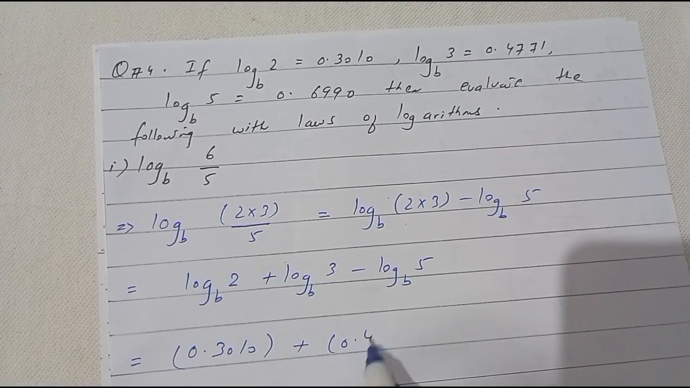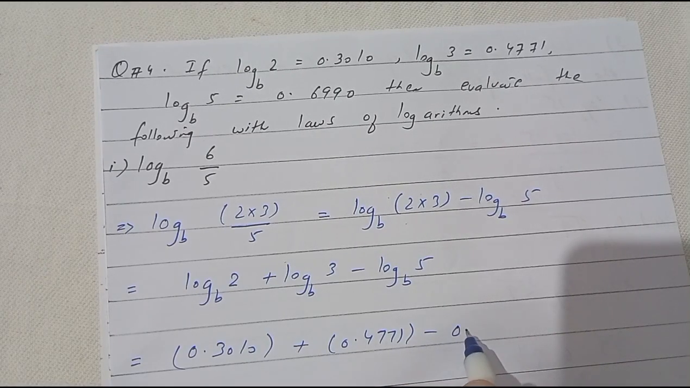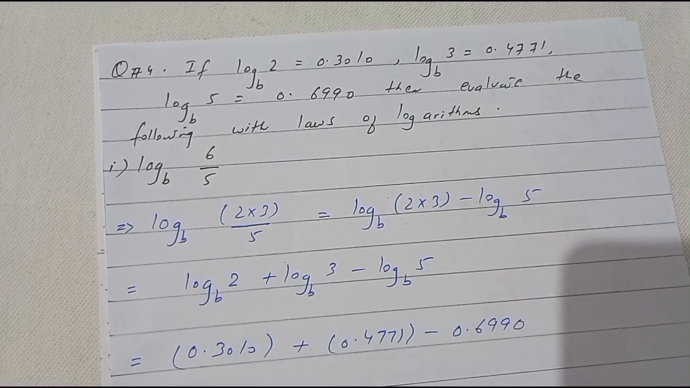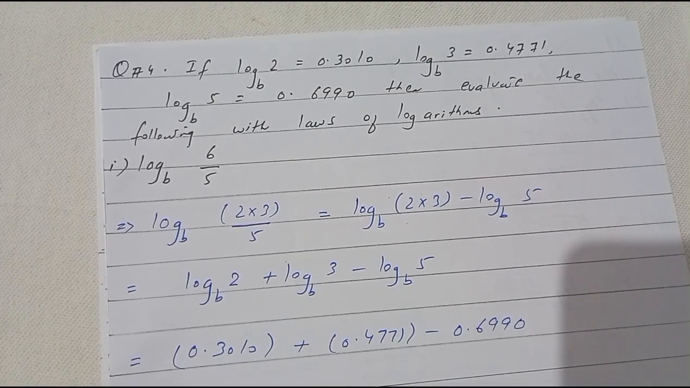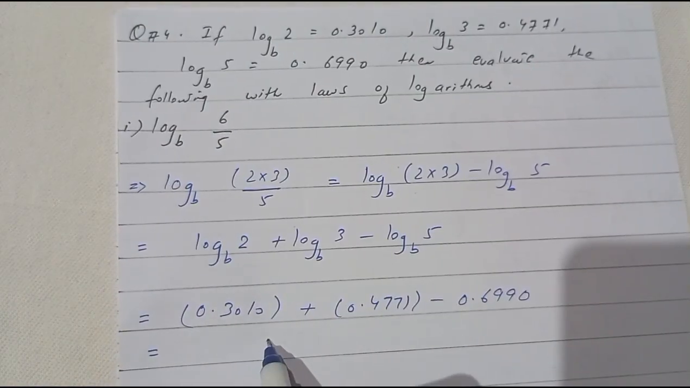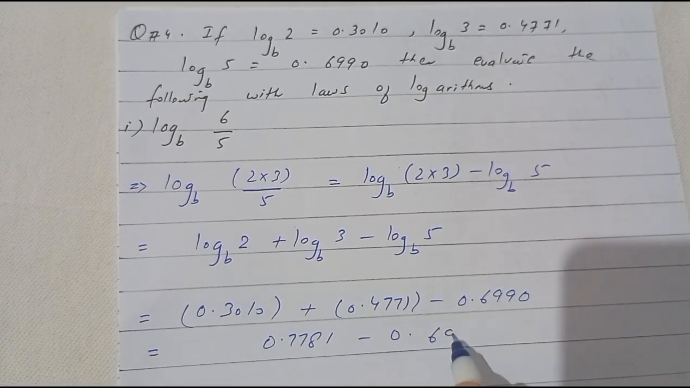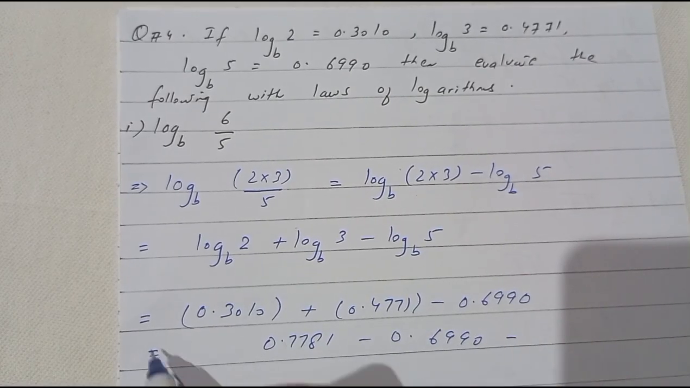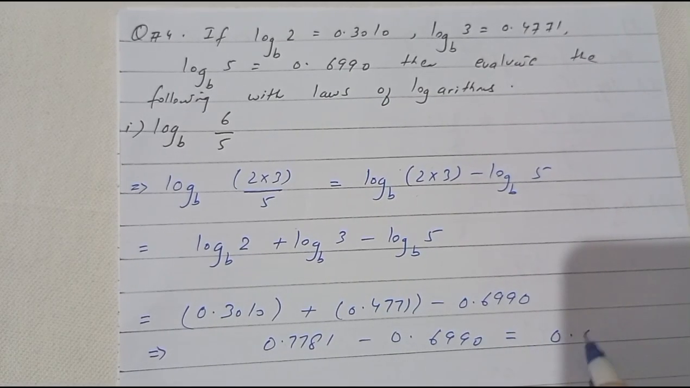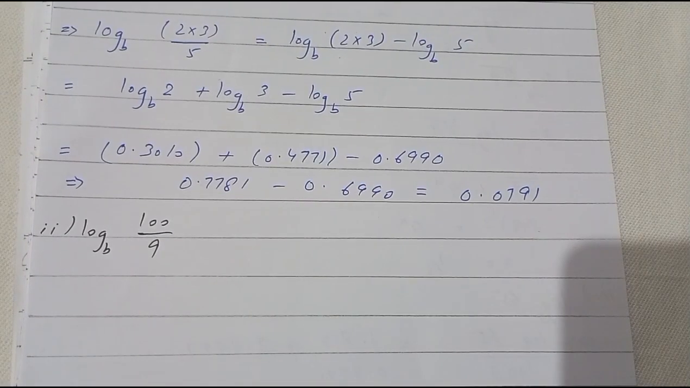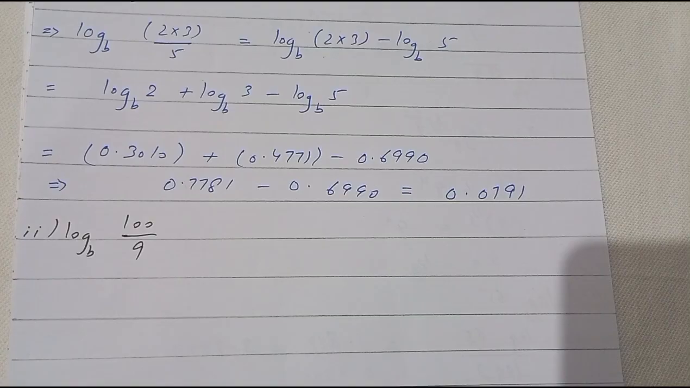plus 0.4771 minus 0.6990. So solving them on calculator, we get the answer as 0.7781 minus 0.6990, that equals 0.0791.